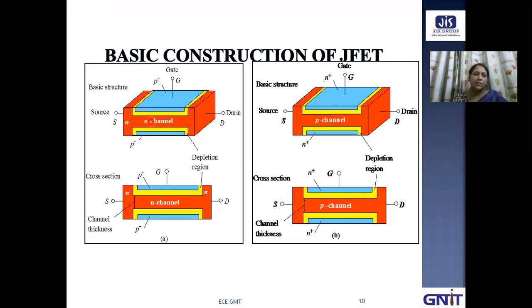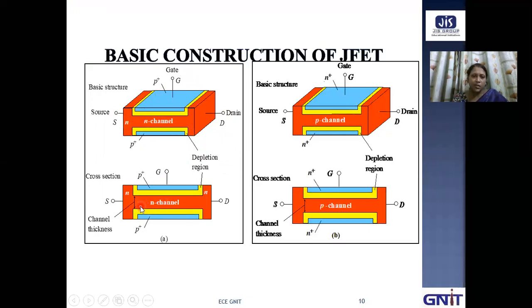Now this is the basic structure. This is N-channel, P-channel. The upper one is the gate terminal. This is the source terminal, gate terminal. If you see, you will find that the gate totally covers the silicon material. This is actually the cross-sectional view. That's why you will find this type of schematic diagram.